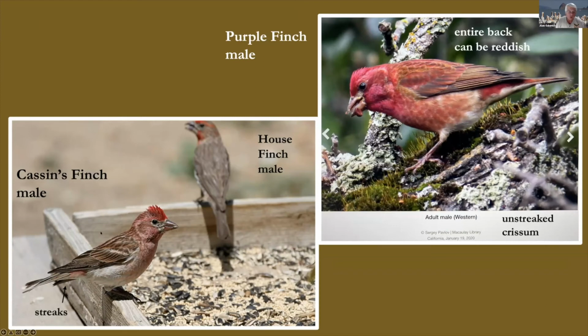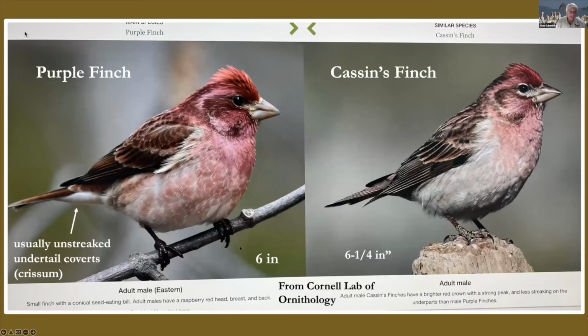Look at how much purple is on it compared to the purple on a Cassin's finch male, and certainly a lot more than on a house finch male, which has no purple on the back. Here's a purple finch on the left, a Cassin's finch on the right. Cassin's finch is maybe a little bit bigger by about 1/4 of an inch. And if you can tell that at a distance, you're far better than I am, which probably isn't saying much anyway. But notice unstreaked crissum on the purple finch, compared to a streaked crissum, which we can't see on this bird. But remember, I mentioned that undertail coverts are streaked on the Cassin's. They are usually unstreaked in the purple finch. One way to tell them apart.